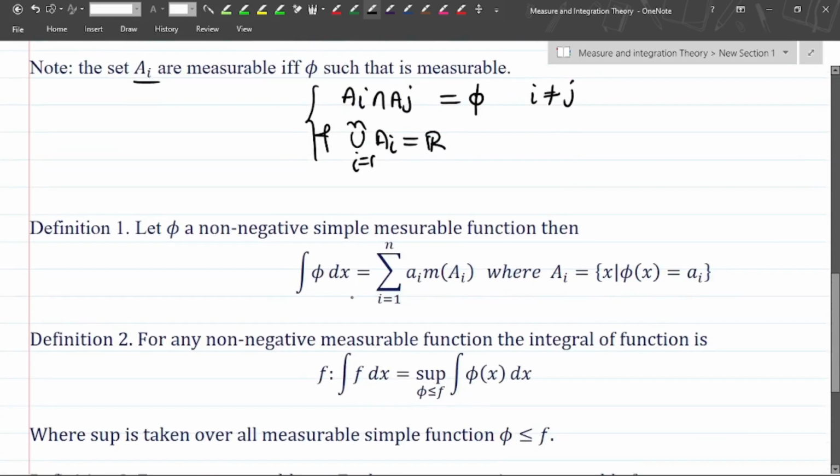Now next we have some definitions. Let phi be a non-negative simple measurable function.